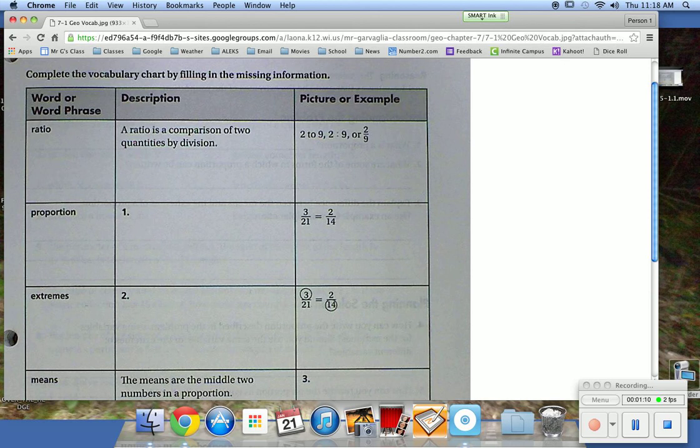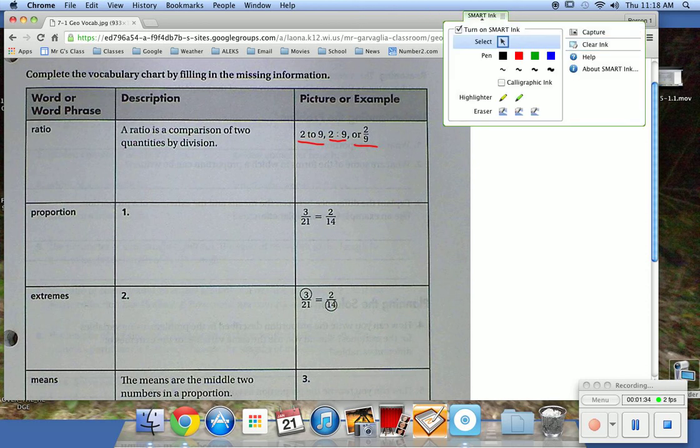There's different ways to write a ratio. A ratio can be written 2 to 9 or 2:9. It can also be written as a fraction, 2/9. All right? So those are ratios.